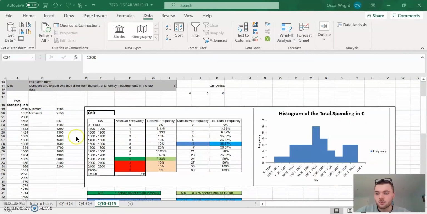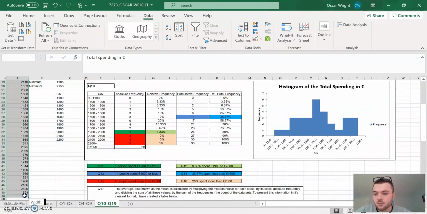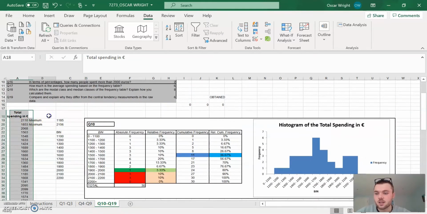Okay. So, first of all, what we've done is we've copied and pasted our total spending column from the previous tab, as we're still going to be using the same data. And first of all, we've taken the minimum and the maximum values from this data set. All we did was enter the formula for the minimum value, which is equals min, and then select the whole range. Again, with the maximum value, we click the formula equals max, and select the whole range, and we come out with this maximum value.